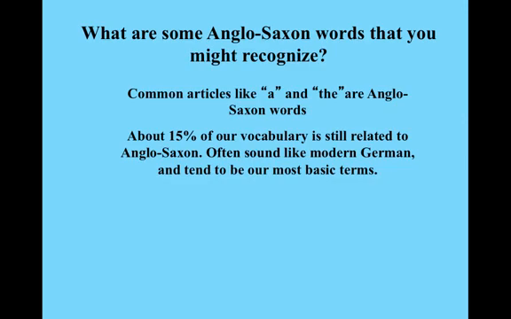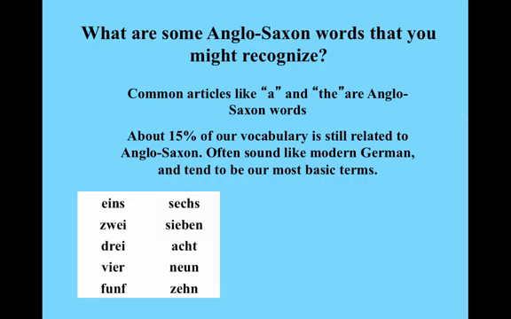And those words often sound like modern German, and they tend to be our most basic terms, things that we need for life and for survival. So for example, these are German words. Read through them out loud to yourself and see if you can guess what they mean in English. If you guessed the numbers, you're right. So if you read them, 1, 2, 3, 4, 5, 6, 7, 8, 9, and 10, I hope I said those right, you can hear how similar those sound to our numbers. And that's because the roots of the German and the English numbers are both in Anglo-Saxon.